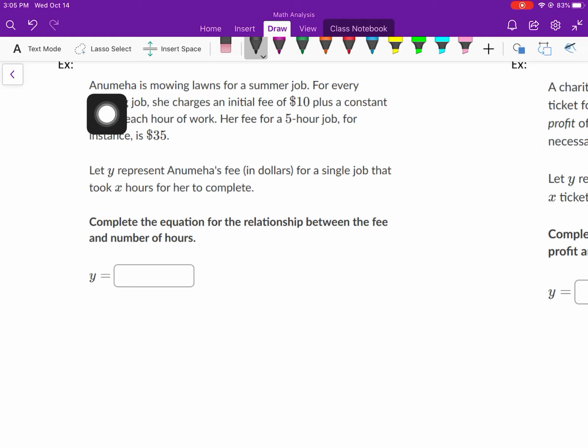can come up with. So Anumaha is mowing lawns for a summer job. For every mowing job, she charges an initial fee of $10 plus a constant fee for each hour of work. So she didn't tell us what that fee is, the constant fee. That would be the slope if she did. But she does say that for 5 hours, she's charging $35. So we have the initial fee, which is the y-intercept, (0, 10), right? That's what it's going to cost for her to get there. And then 5 hours, she gets a total of $35.